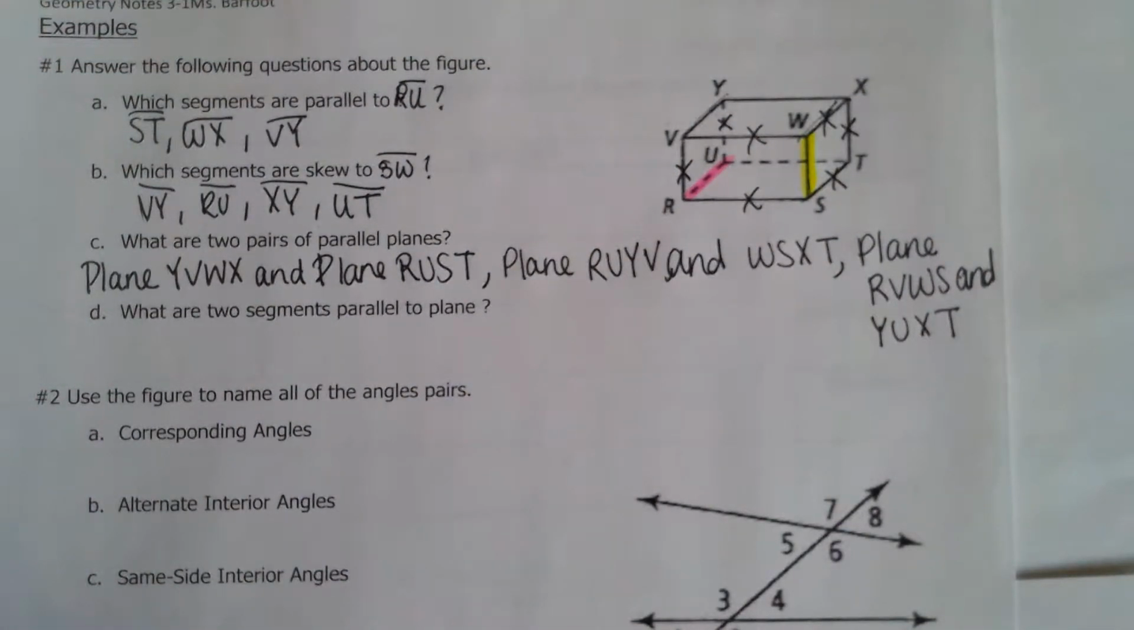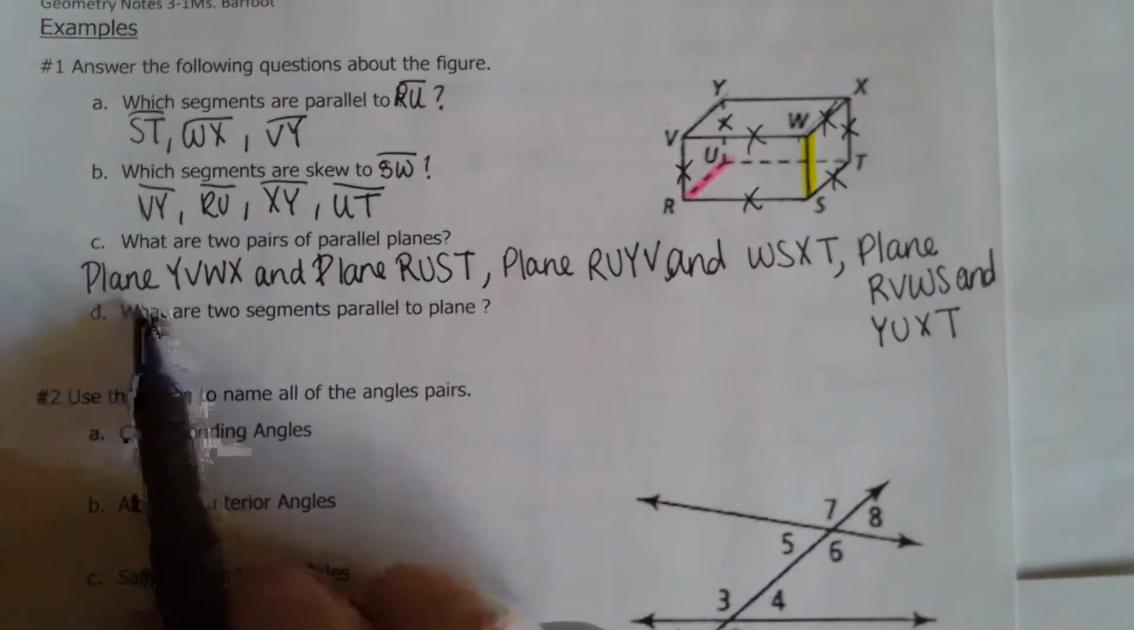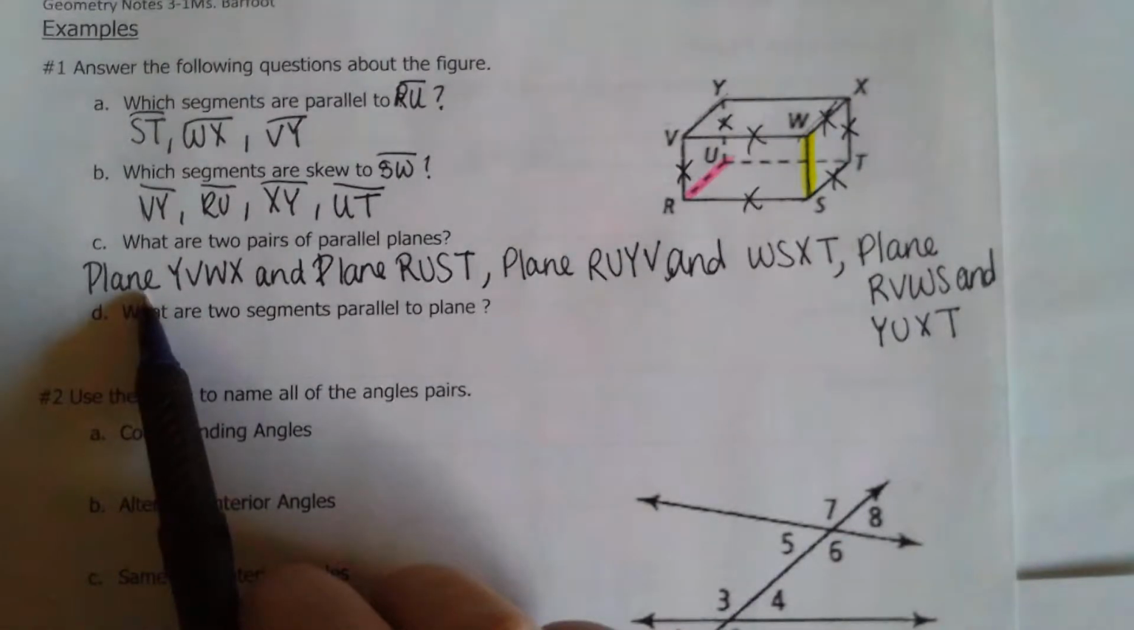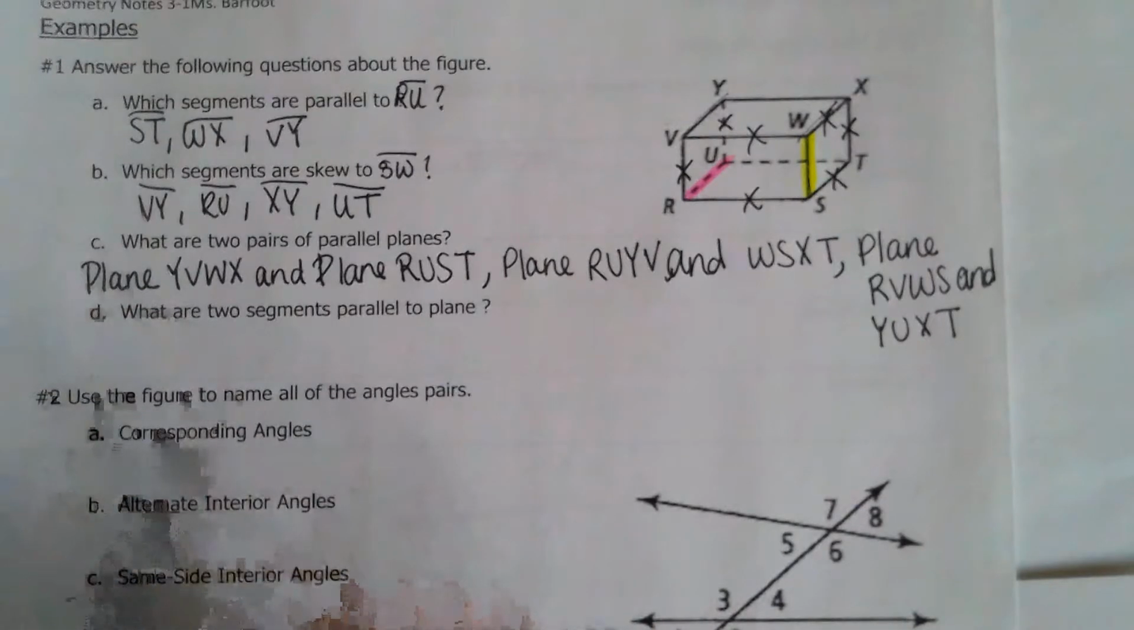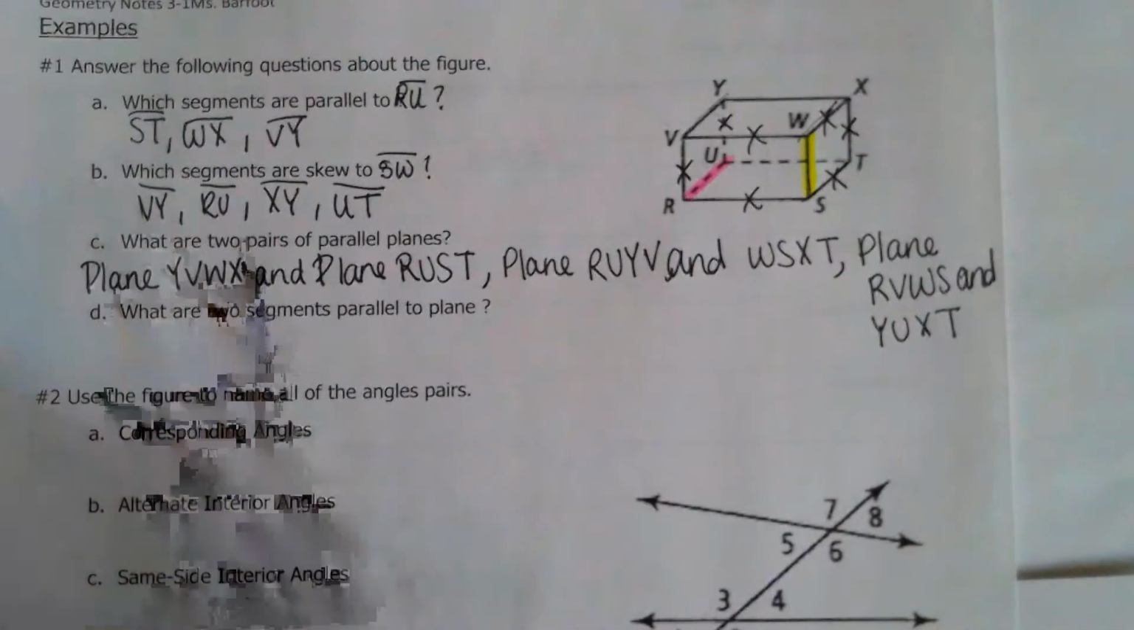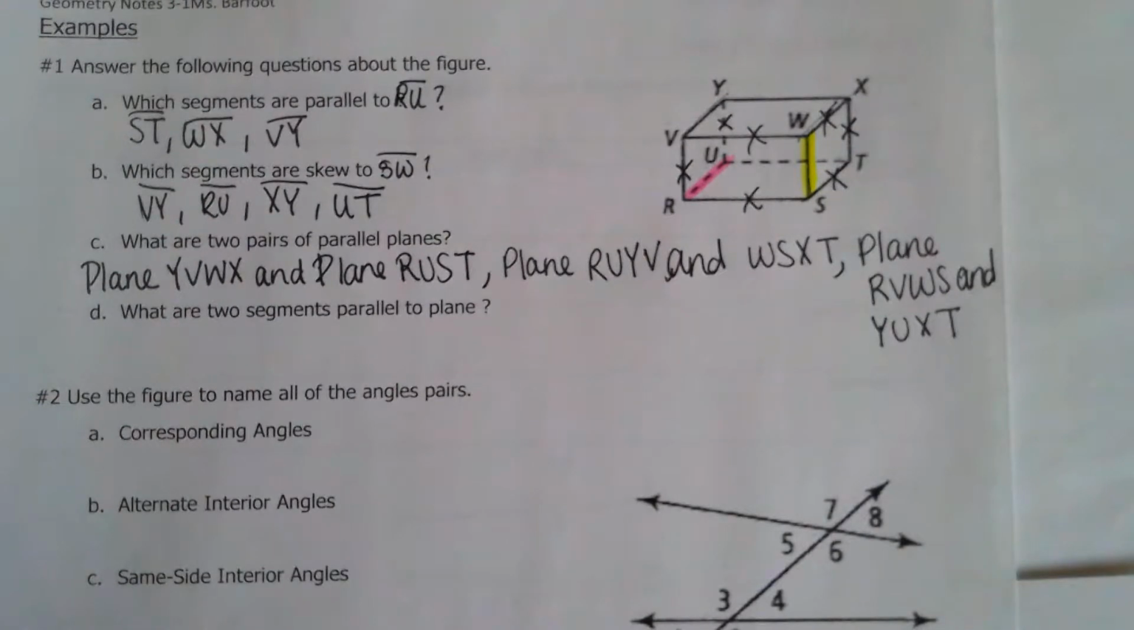Keep in mind as you're naming these planes, that planes use the word plane and have 3 or more letters. Usually I see you guys use 4 because it's easier to identify. But you can use 3 if you only want to use 3. So make sure you name those planes correctly.